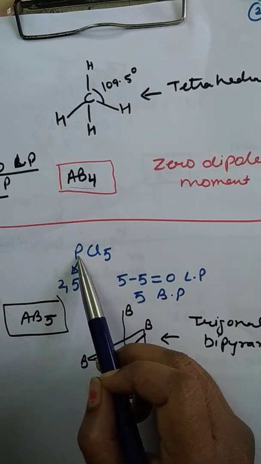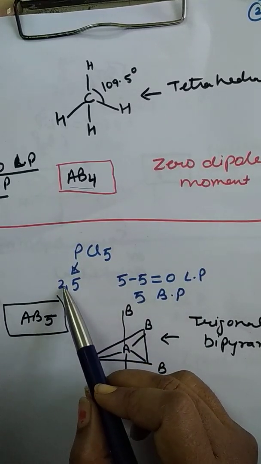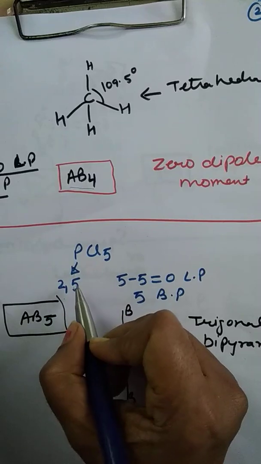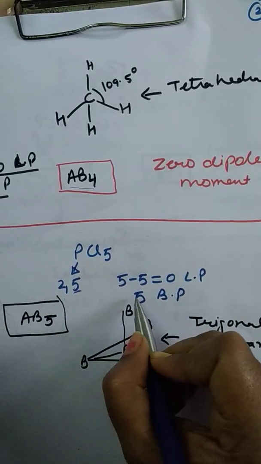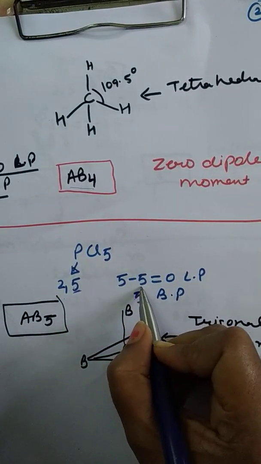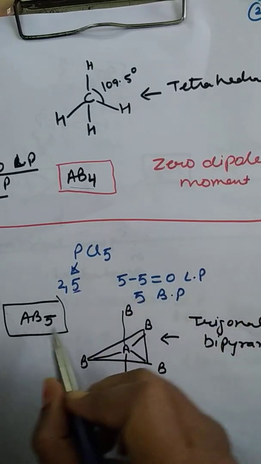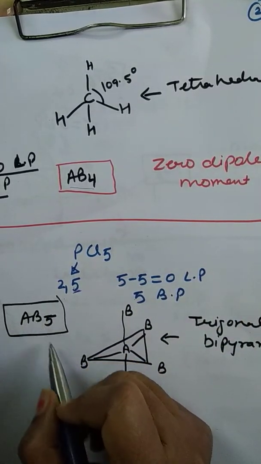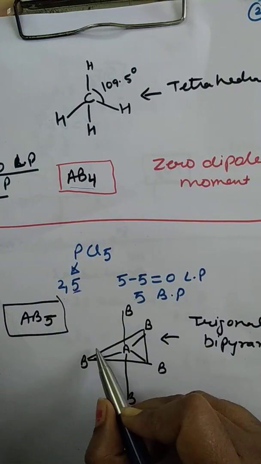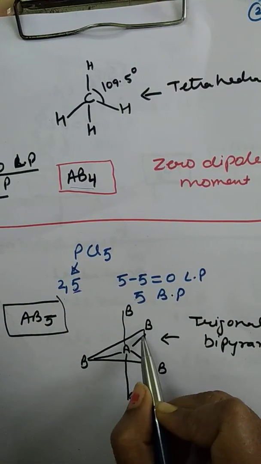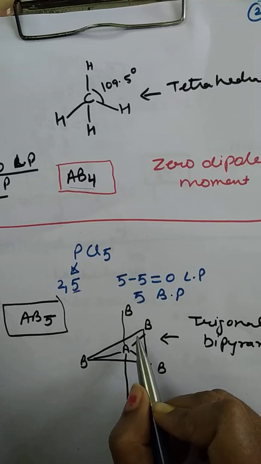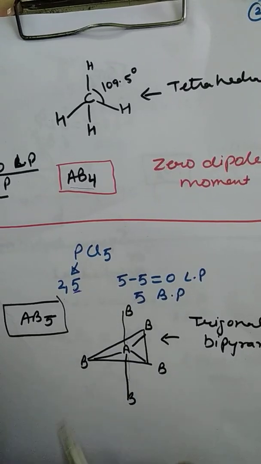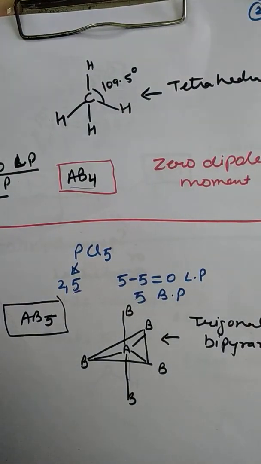The next molecule we are going to learn is PCl5. Phosphorus is the central atom, electronic configuration 2 and 5. Now there are 5 chlorines, so 5 bond pairs, and 5 minus 5, 0 lone pairs. Whenever I have this type of AB5 system, 3 atoms will be in one plane, making one trigonal planar, with one atom up and one atom down. So the full geometry would be called trigonal bipyramidal.